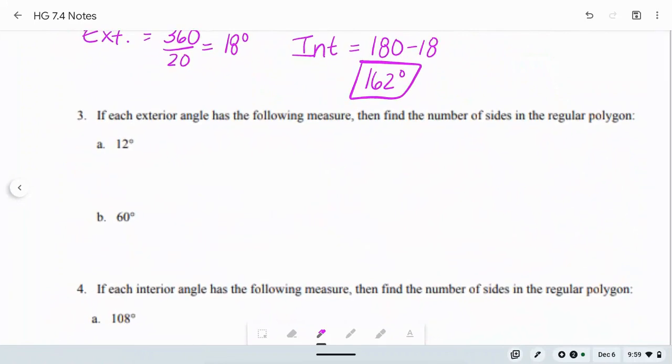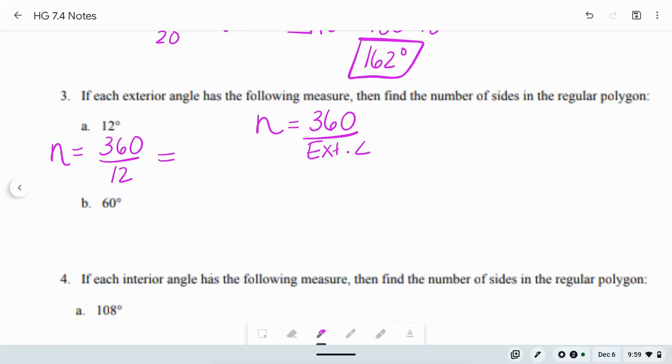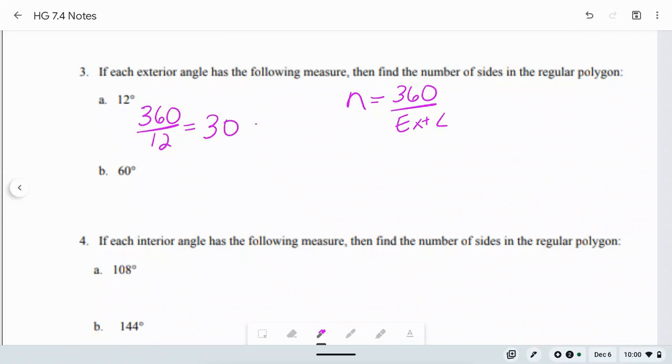Now, another type of problem you may see is like number 3. If each exterior angle has the following measure, then find the number of sides in the regular polygon. So remember the formula from the front. To find the number of sides, you just take 360 and you divide it by each exterior angle measure. So all we have to do is 360 divided by the angle measure. So 360 divided by 12 is equal to 30. So this shape would have 30 sides.